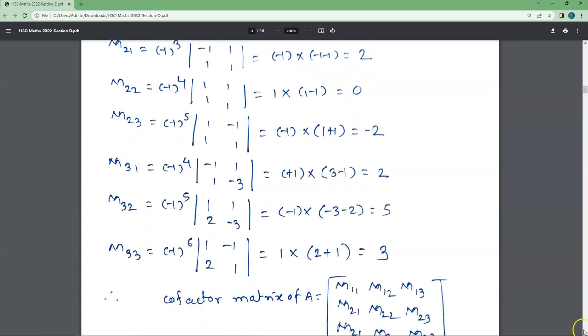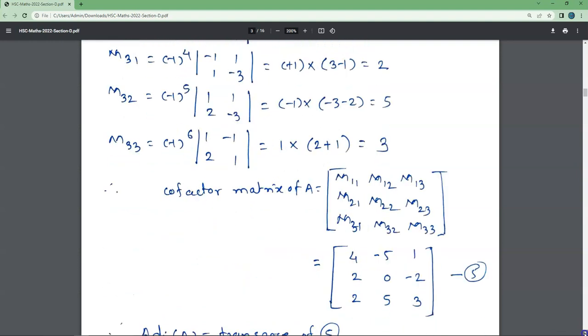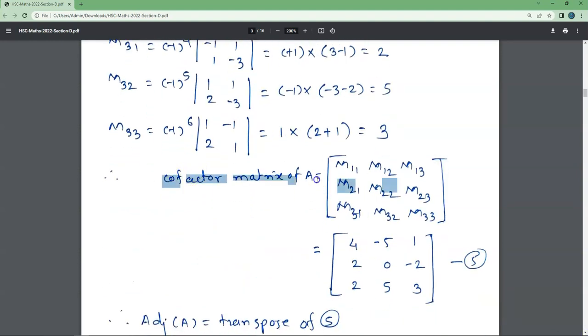Now when we find out all that, the cofactor matrix of A will be what? M11, M12, M13, M21, M22, M23, M31, M32, M33. So the cofactor matrix will be what? 4 minus 1 1, 2 0 minus 2, 2 5 3.